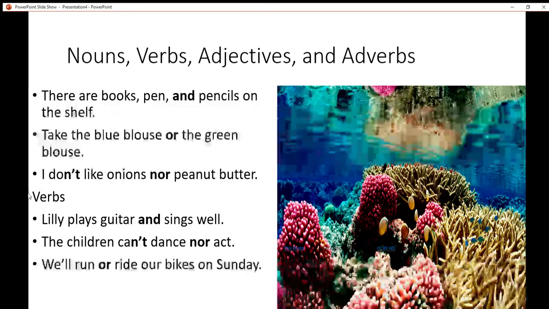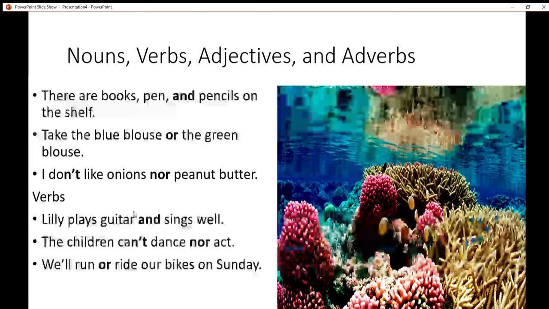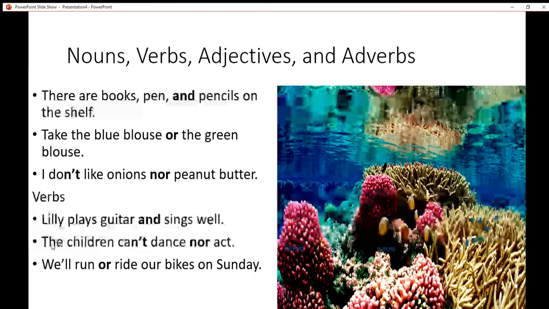So now let's talk about verbs. Lily plays guitar and sings well. So we're using the conjunction "and" for these verbs, plays guitar and sings well. This combines a sentence together, telling us that Lily plays the guitar and sings well, so it's combining together to tell us that for the sentence.